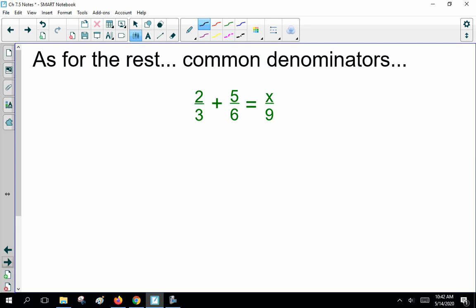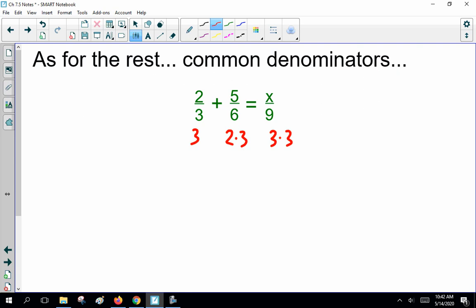Now, the hard part, if you're solving more than two terms, something plus something or something minus something, you've got to go common denominators. Okay? Now, there's a trick to this besides the common denominator. So let's look at this. Sorry, 3 is 3, 6 is 2 times 3, and 9 is 3 times 3.